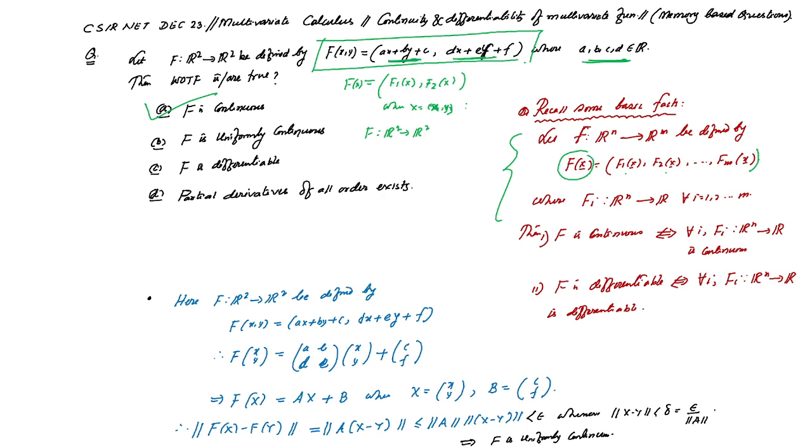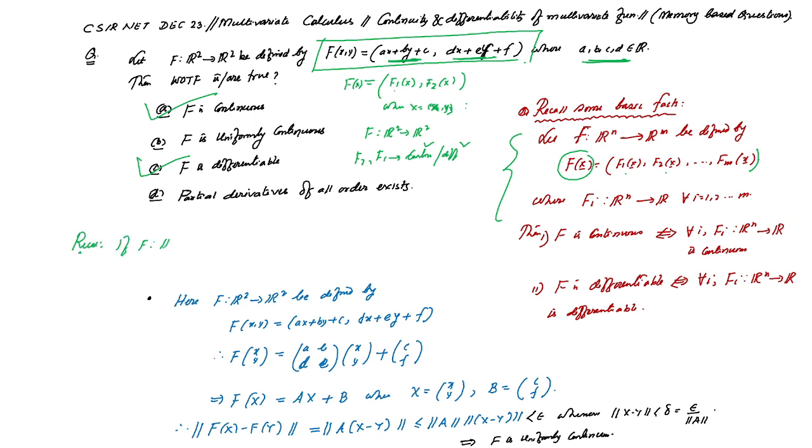Again, each component f1, f2 is continuous as well as differentiable, both hold, because both are polynomials in x and y, and every polynomial function is a nice function, that means continuous as well as differentiable. So we can say capital F is also differentiable. Now we know if capital F is differentiable, that means all the partial derivatives exist. That is one important recall.